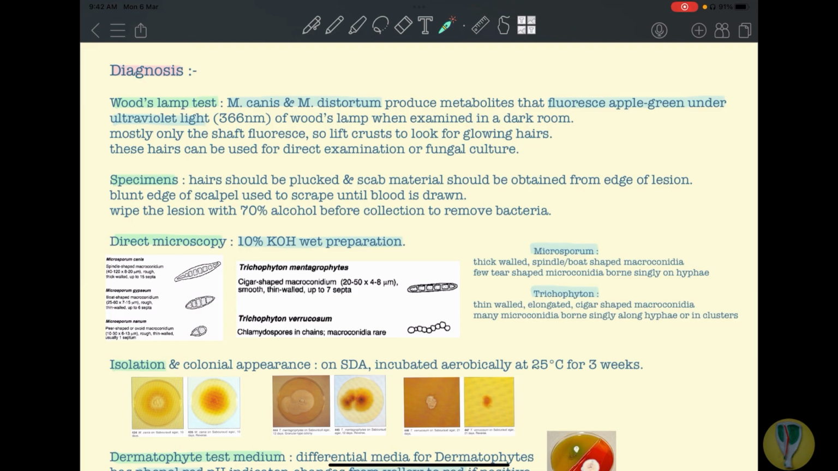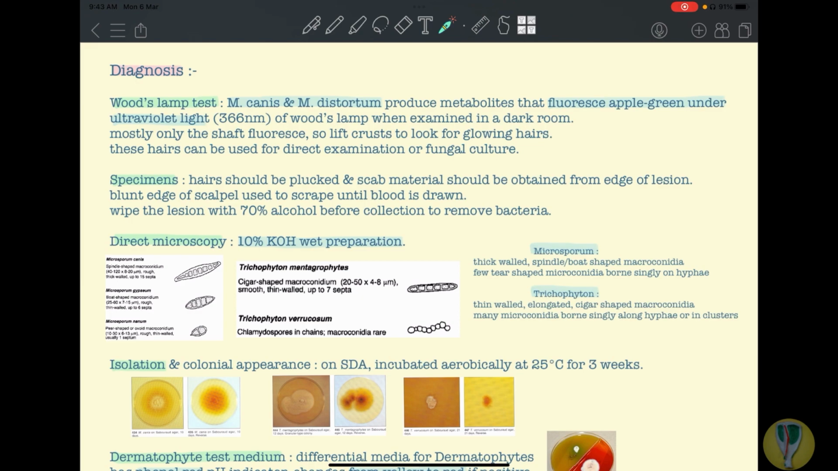Okay, and when you examine the animal in a dark room, the light of the Wood's lamp will illuminate certain metabolites. Okay, so Pseudomonas will produce a blue color. Some other organisms will produce another color. In the case of dermatophytes, they produce apple green fluorescence.